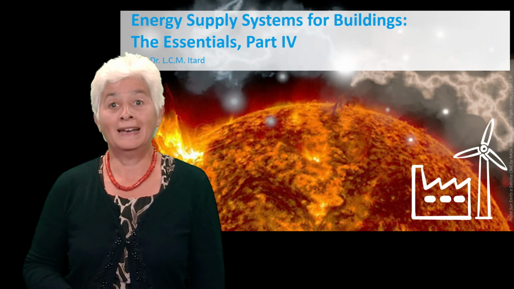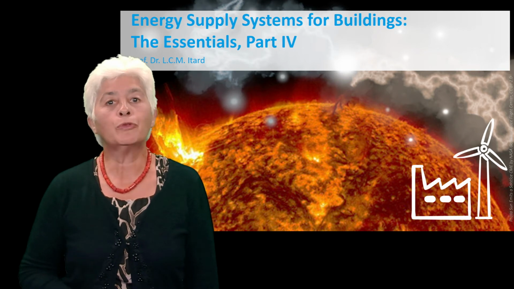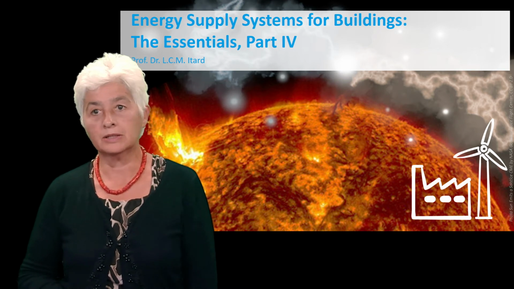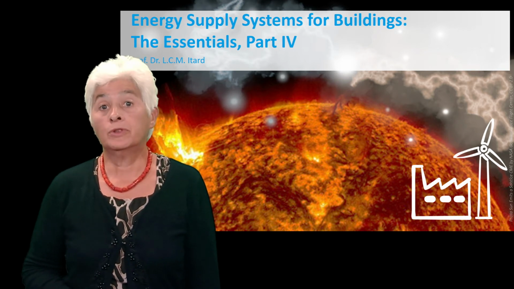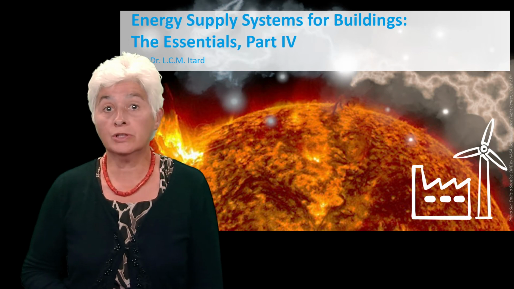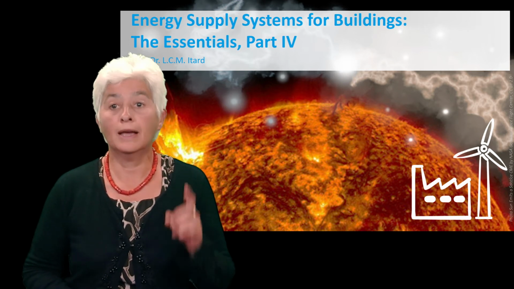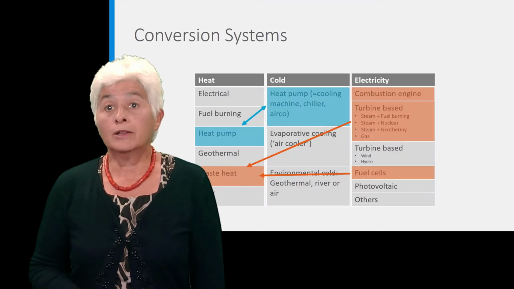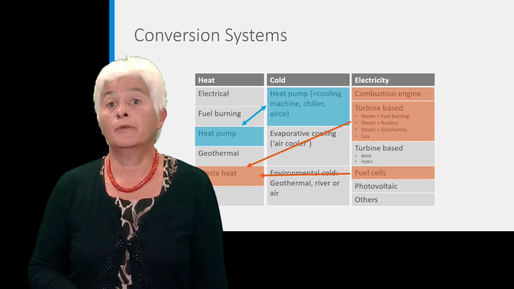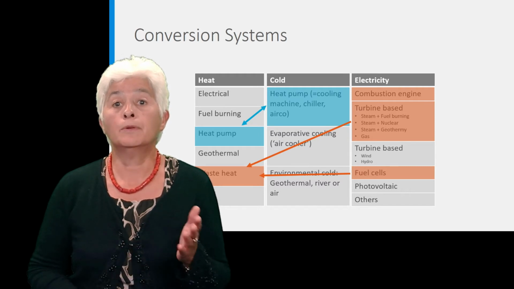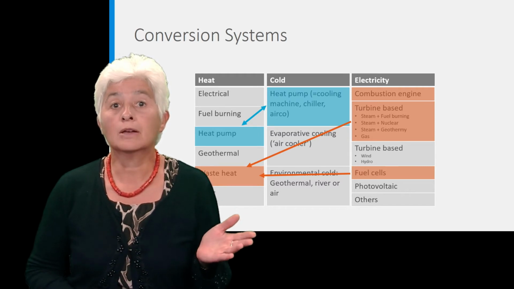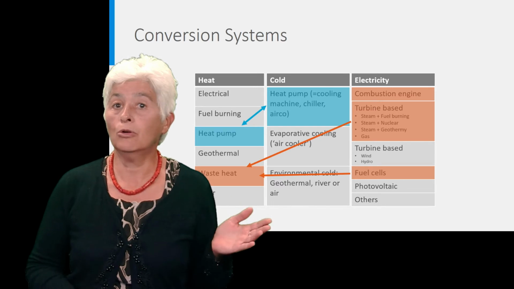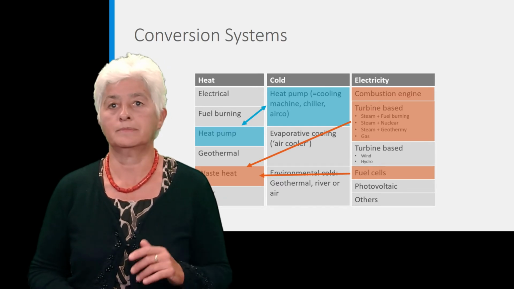Welcome to the fourth and last part of the essentials of the course Energy Supply for Buildings. This part is about the diverse energy conversion systems used to produce electricity. We will therefore address only the last column of this table describing the different ways of producing heat, cold and electricity. Heat and cold were addressed in part 3.